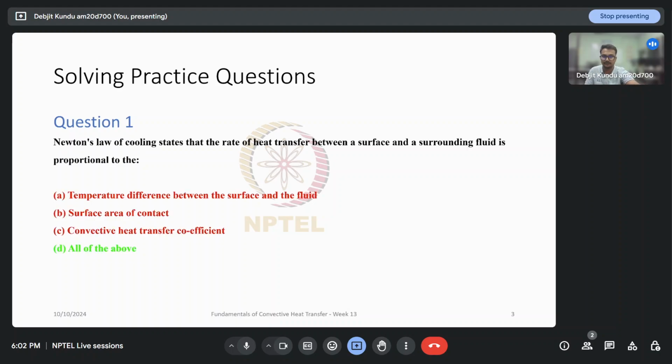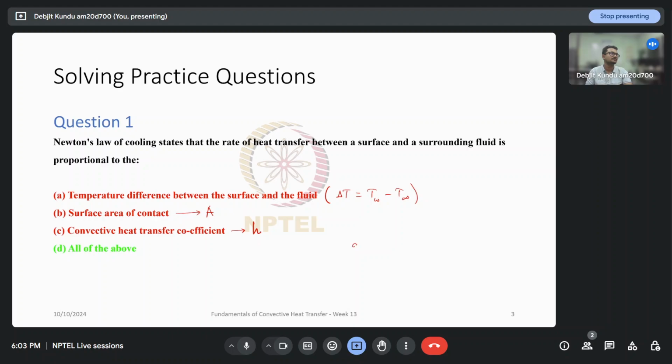So let's quickly take a look at the solution. It is indeed all of the above. Let's say we denote the temperature difference between the solid surface and the fluid by delta T, which is equal to T wall minus T infinity, where T wall is the temperature of the solid, and T infinity is the temperature of the fluid. Then the surface area of contact is denoted by A, and the convective heat transfer coefficient is denoted by H. This was the all important parameter which we were trying to study.